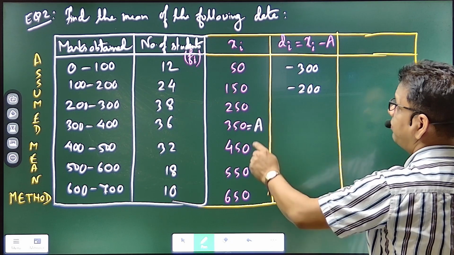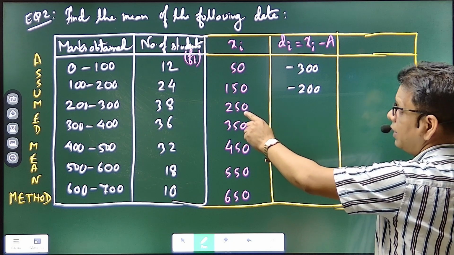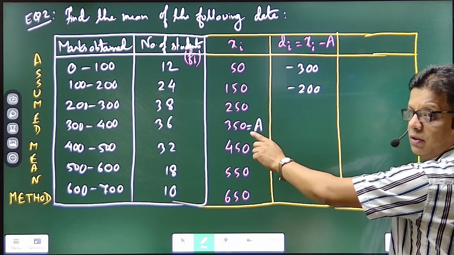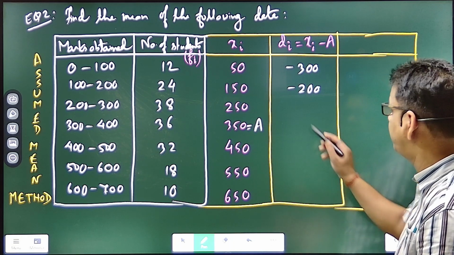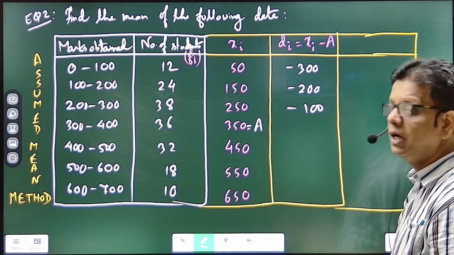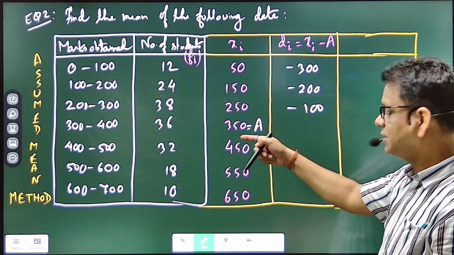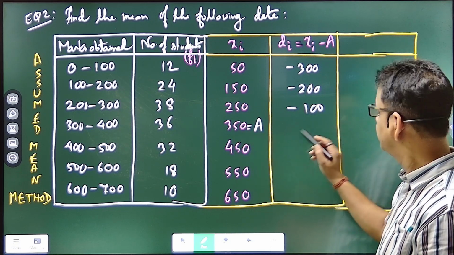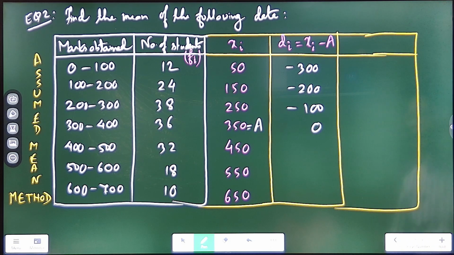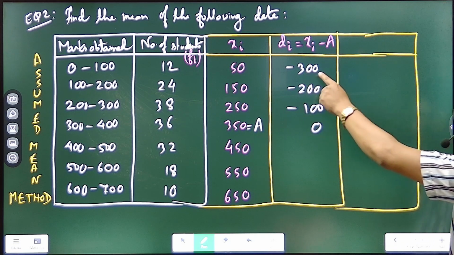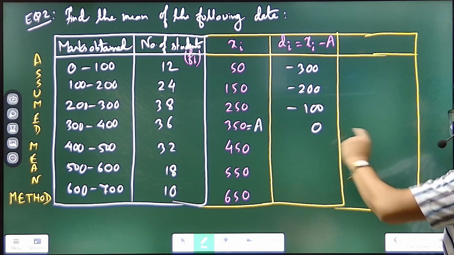Then xi minus a. What is xi now? 250. A is always how much? 350. 250 minus 350 is minus what? 100. Then here xi is 350, a is also 350, so it is 0. Okay. Then again see, it is following a pattern. They are increasing by 100.